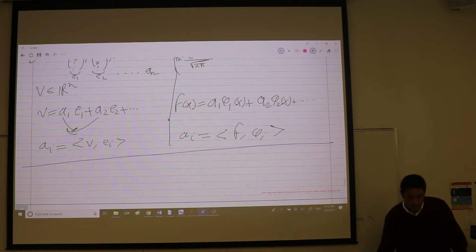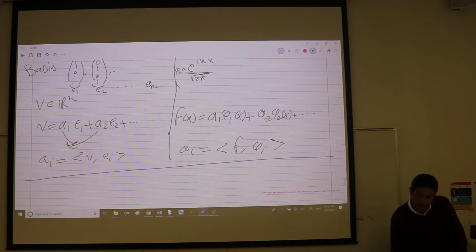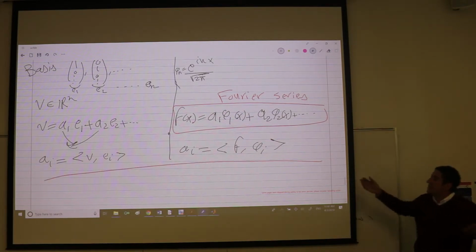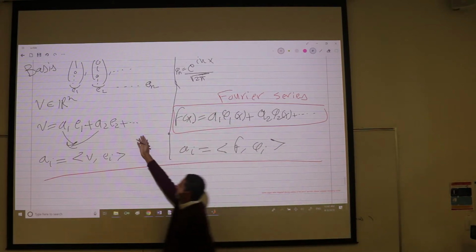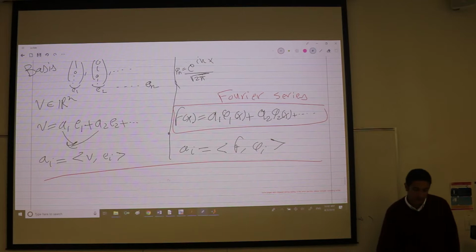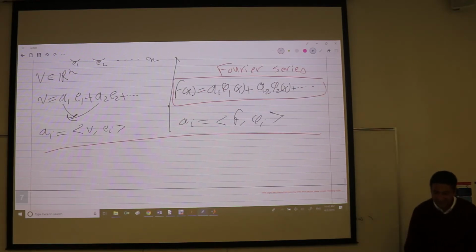So, anybody remember the name of this? It's the Fourier expansion, the Fourier series. The expansion of this is nothing but a representation in the basis. When you see it this way, it's very natural. You don't need to give it a name.